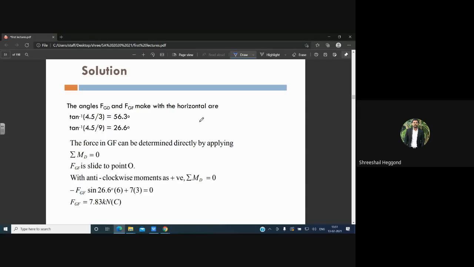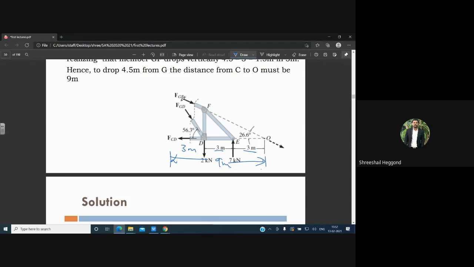It makes a horizontal angle of 56 degrees and 26.6 degrees. Combined will be 90 degrees. No, it will be 56 and 26.6, which will be calculated as per the requirement of GD and GF. GF is this inclination angle and GD is this inclination angle. This gives the angles of inclination to be 56.3 and the other will be 26.6 degrees, which is for the triangle calculations or angle calculations.